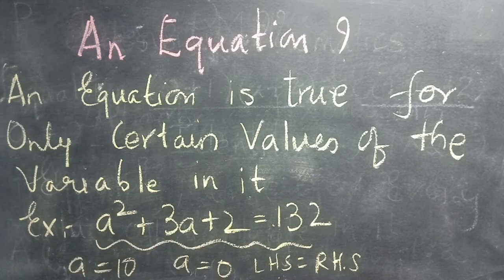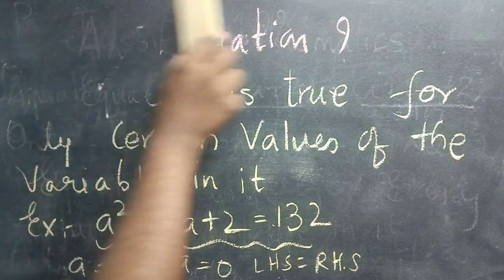Now you have understood the difference between an identity and an equation. An identity is true for every value of the variable in it, whereas an equation is true for only certain values of the variable in it. Hopefully you have understood the identity and an equation.